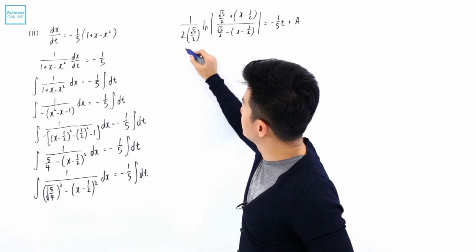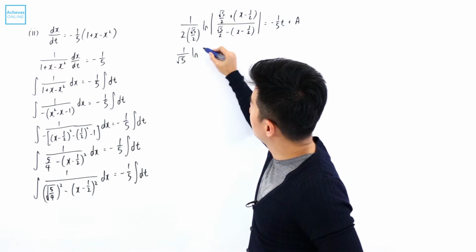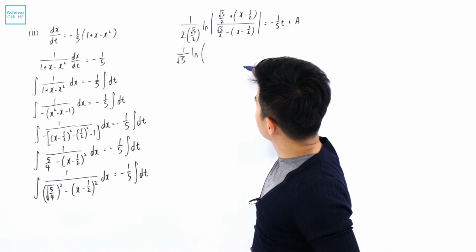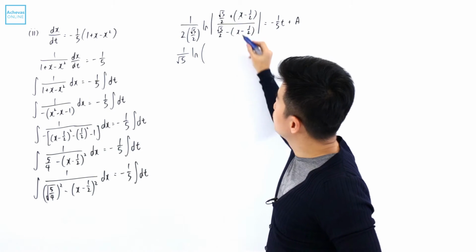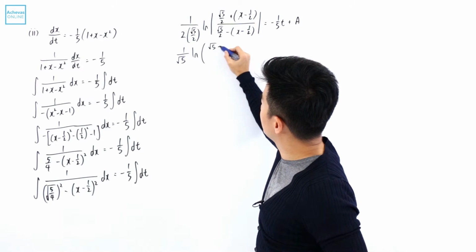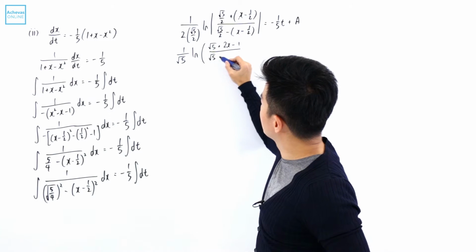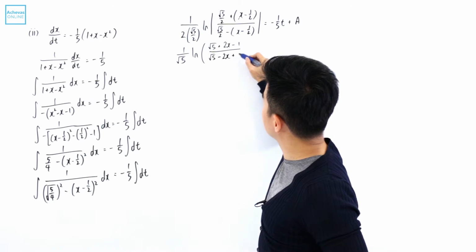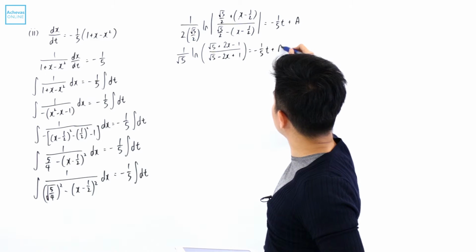I'm going to simplify this. This is just 1 over square root of 5 times ln, using a curved bracket. I'm going to multiply by 2 on top and 2 below so that I can remove the 2s. So it is going to be (square root of 5 plus 2x minus 1) divided by (square root of 5 minus 2x plus 1), which equals minus 1 over 5 t plus a.